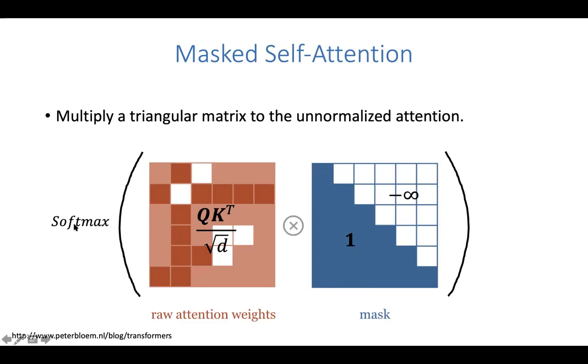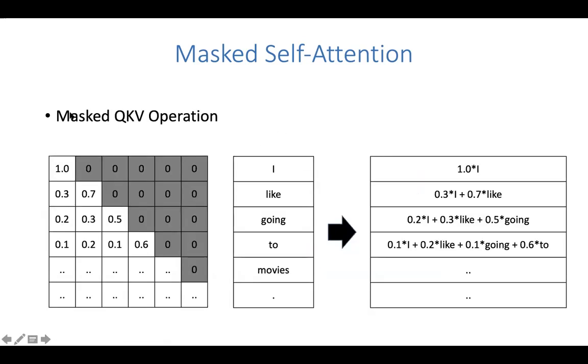And once you apply softmax to the negative infinity, then those parts will have zero probability. So only the lower triangle would have non-zero probability after the softmax. So that is how we manipulate the attention map with the mask. So the masked QKV operation would look like this.